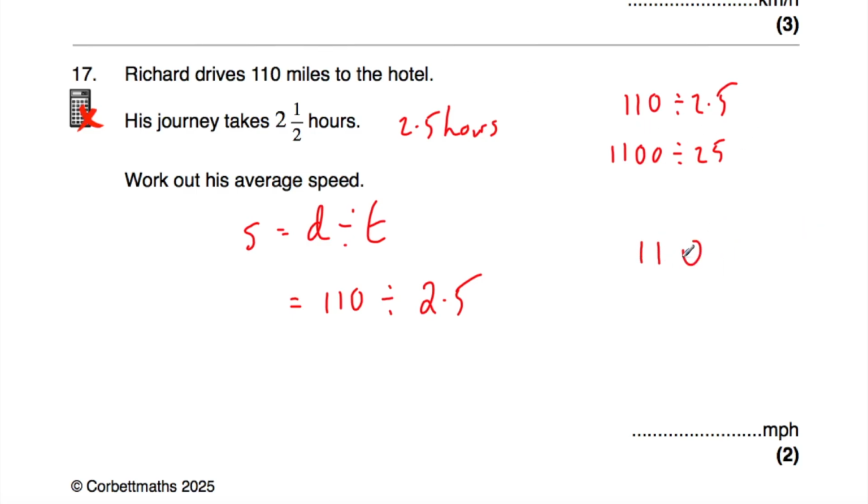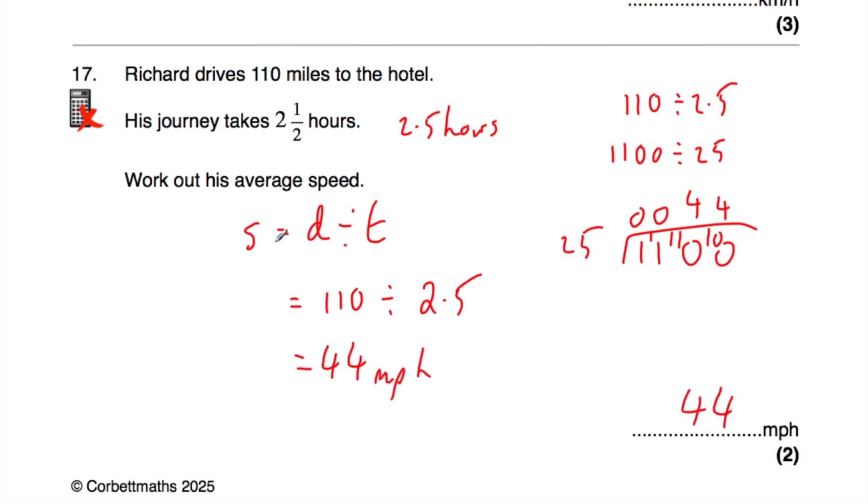So 1,100 divided by 25. So how many 25s go into 1? 0 remainder 1. How many 25s go into 11? 0 remainder 11. How many 25s go into 110? So that'd be 4, that's 100, so 4, remainder 10. And how many 25s go into 100? That's 4. So that's equal to 44. So that means the average speed, Richard's average speed, is 44 miles per hour. 44 miles per hour. And that's it.